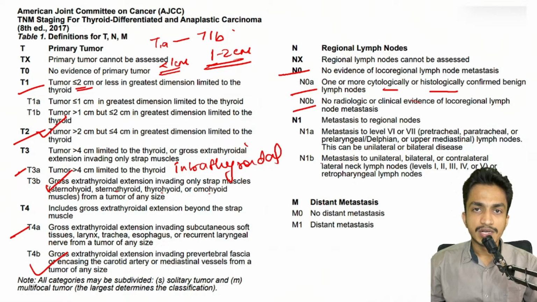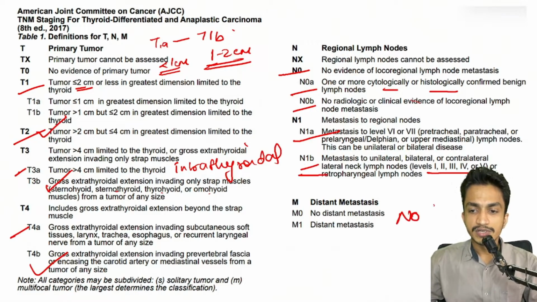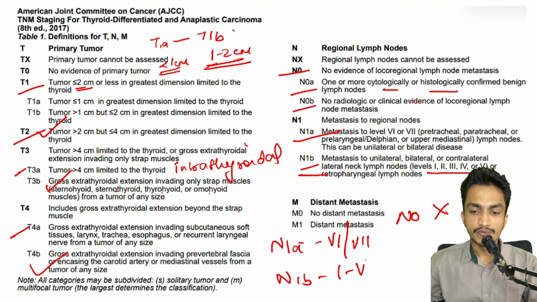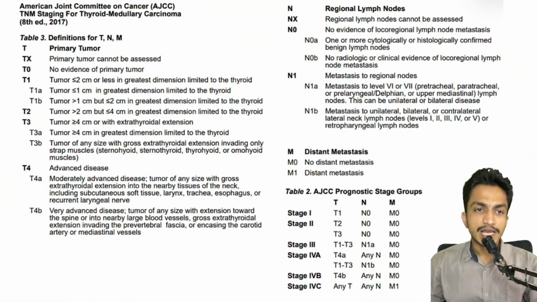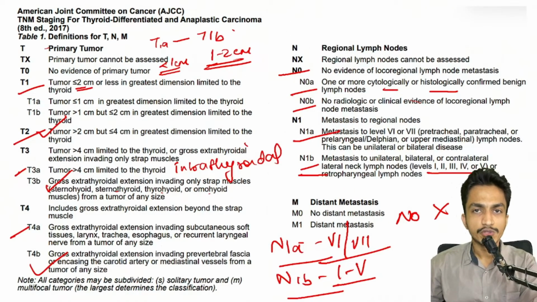Now if there is a lymph node invasion into the level 6 or 7, that is the pretracheal, paratracheal and the prelaryngeal or delphian lymph nodes, that is N1A, and if it goes beyond that to the other cervical lymph node stations, that is 1 to 5, then it becomes N1B. So N0 is no metastasis, N1A is 6 or 7, N1B is level 1 to 5. Pretty straightforward, so don't get confused in this. So next is the classifications for medullary carcinoma, but almost there is no difference between both of them. They are both similar. So just try to remember this for thyroid cancer.